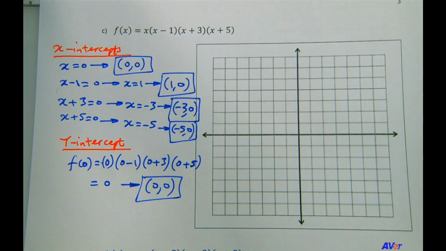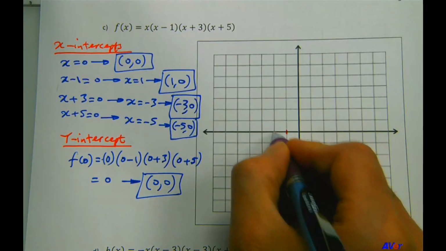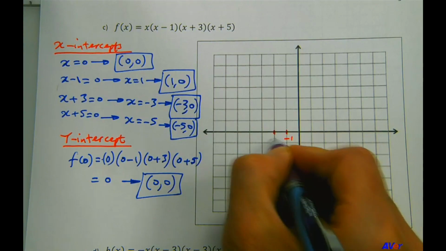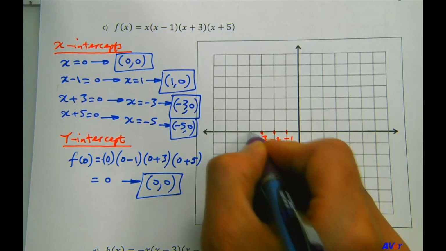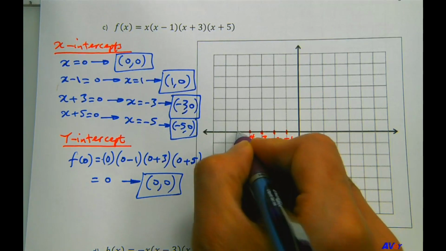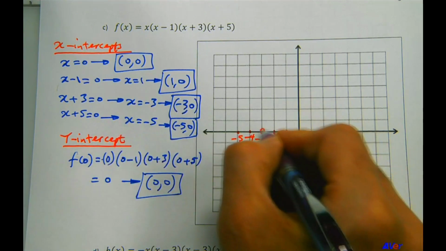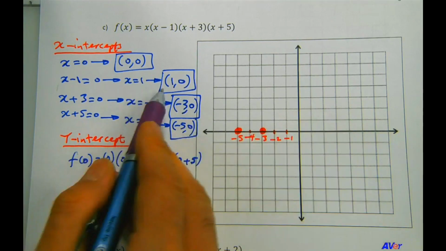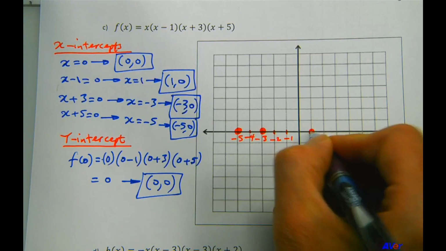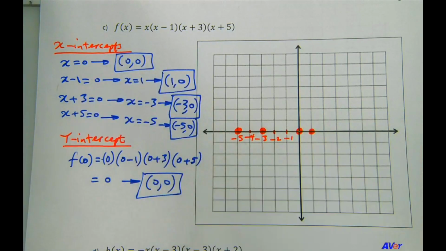Okay, so these are nice, easy numbers. So I'm going to increment the axes here with the same easy numbers. So negative 1, negative 2, negative 3, negative 4, and negative 5, right? So negative 3 comma 0, that's 1, 0. Negative 5 comma 0, that's another one. 1 comma 0, that would be that. 0 comma 0, that would be that, and which is also the y-intercept.